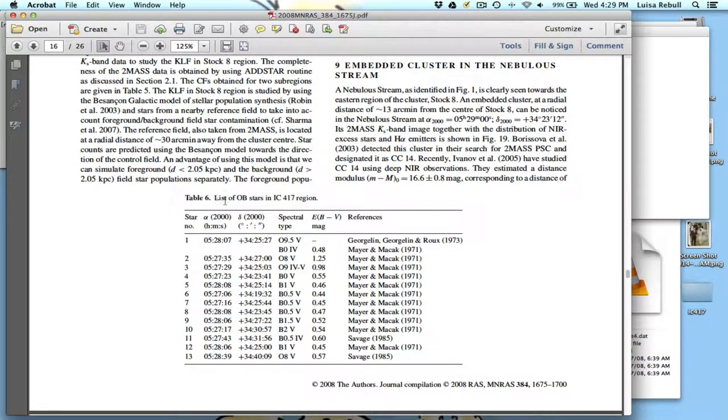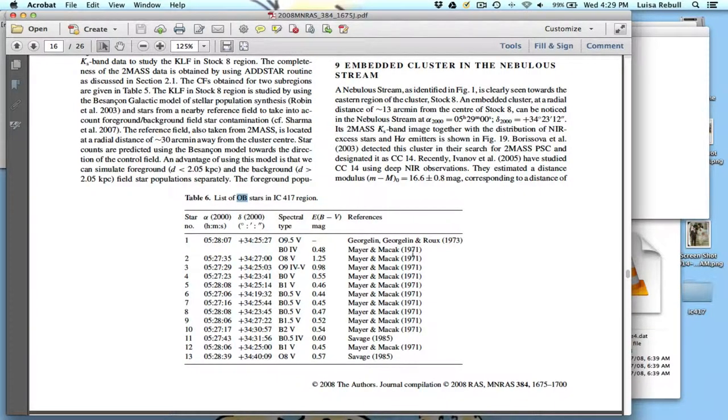And table 6 here is a list of O and B stars. So OB in this context really does mean O stars and B stars. In other words, very young, very bright stars that are probably powering the nebulosity in this region. So there are 13 sources, and they have helpfully given us references. So those are an additional trail of breadcrumbs that we're going to need to follow.